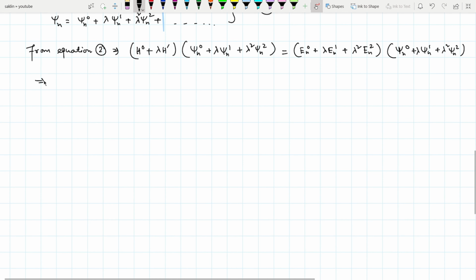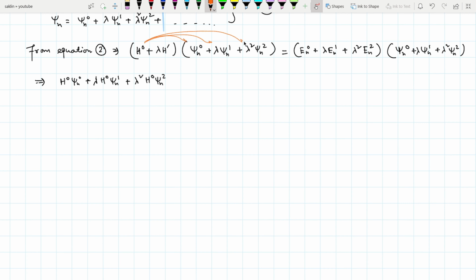Now see this, we will do just multiplication, that will be H0 psi n0 plus lambda H0 psi n1 plus lambda square H0 psi n2. I have done just simple multiplication for these three terms. Now this three will be multiplied by this term.